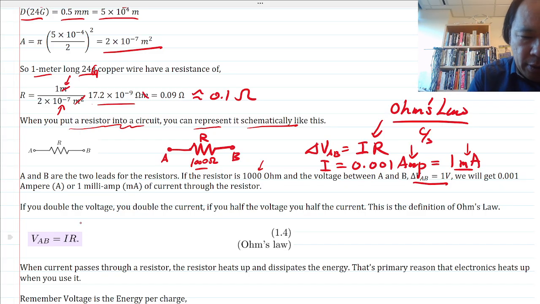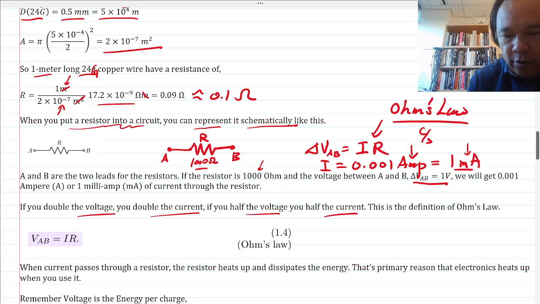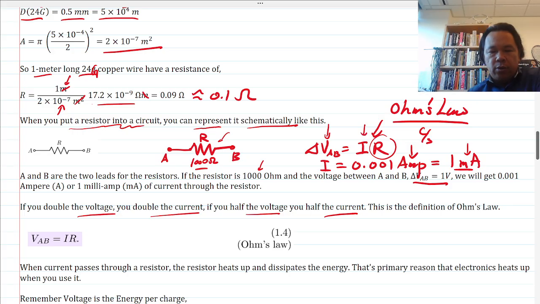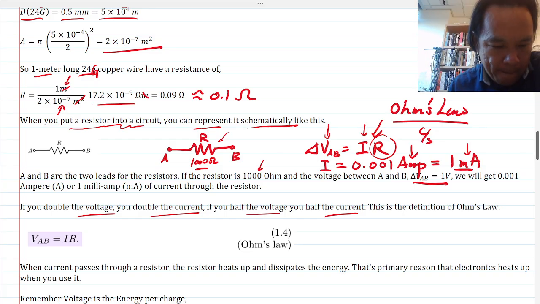So if you double the voltage across it, you're going to double the current, because the resistor is a set value. You're not changing that out. So basically, the voltage between A and B, which is across this resistor, is proportional to the current. If you double the voltage, you double the current. If you halve the voltage, you halve the current.